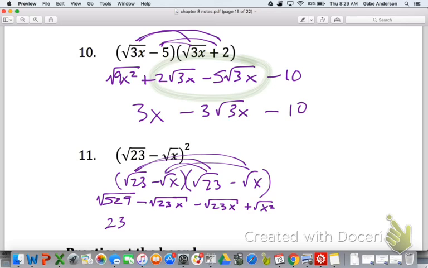And then when you combine your middles, you get minus 2 root 23x. There's two of them, right? They're both negative 1. So minus 1 is negative 2. And then finally, what's the square root of x squared? X. So plus x would finish this one off. On this one here and this one here, the coefficients are technically minus 1s. So if you have a negative 1 plus another negative 1, you get negative 2.